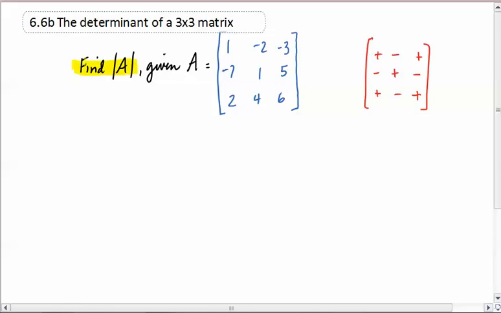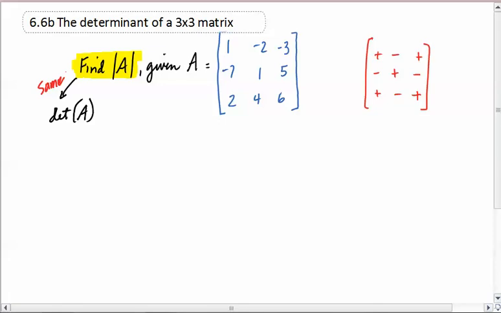They're either going to ask it this way, find, and it looks like the absolute value of A, which doesn't mean that. It means find the determinant of A. But it also could say det, lowercase det, and then in parentheses capital A, and that would be the same thing. That would mean to find the determinant of that particular matrix.